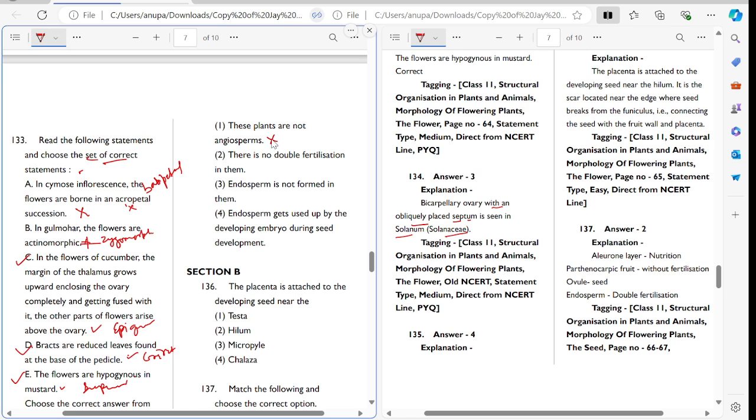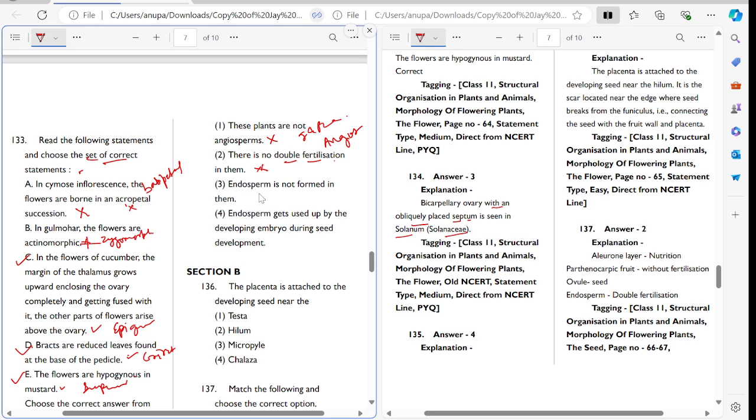Because these plants are angiosperms. Grams and peas are angiosperms. Next, there is no double fertilization in them. This is also wrong because double fertilization is characteristic of angiosperms, and gram and peas are angiosperms.